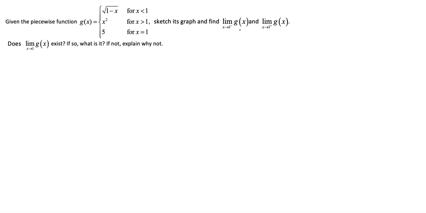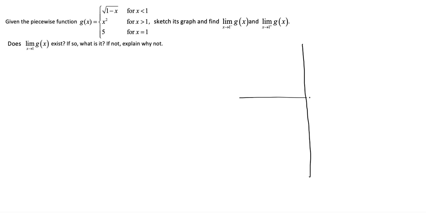We want to find the left and the right-hand limits as x approaches 1. And then we want to find the limit as x approaches 1. Okay, so if the limit exists, we want to find that value. If not, we want to explain why not. So let's draw this function here.